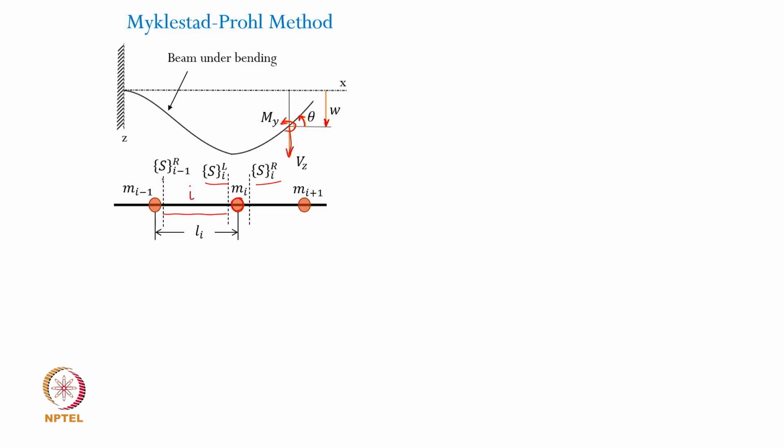The state vector on the right of the previous segment's lump mass, that is mi minus 1, will be S right of I minus 1. So our objective, because we are going to discretize our continua into n number of segments, will be to relate the state vector on the right of that segment to the state vector on the right of the previous segment. So once this relationship is established, we will keep on multiplying it subsequently. So this is how we are interested in now establishing the relationship between the various state vectors.